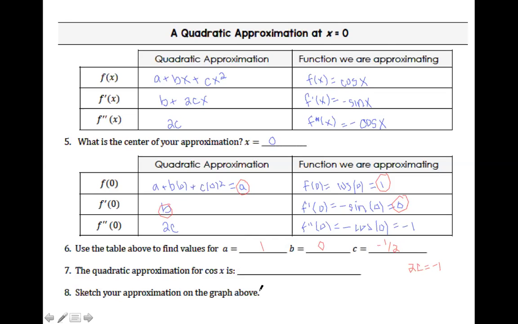So I'm going to use those values to find a quadratic approximation for cosine x, and it would be 1 minus 1/2 x squared. All right, again, this is our constant term. We don't have an x term. This is our x squared term. And then it says, sketch your approximation in the graph above. If we go back to the first slide, or you guys can do this on your notes, obviously this is a sad little parabola. It's centered at 0, so you can add this to your graph on the first slide or on your paper.